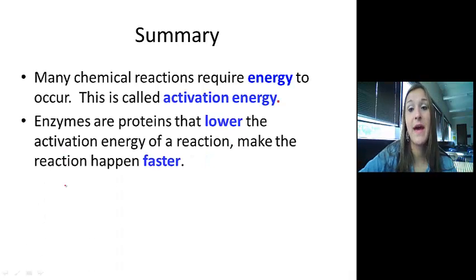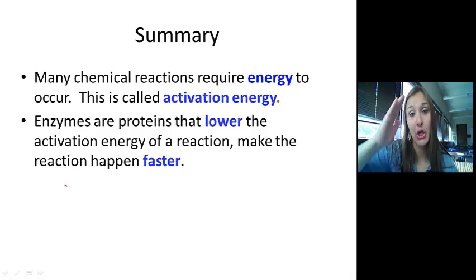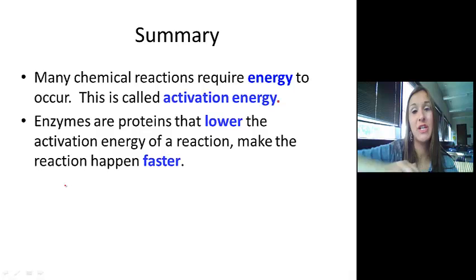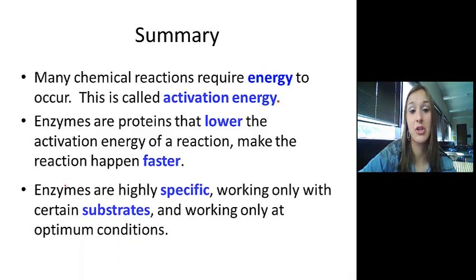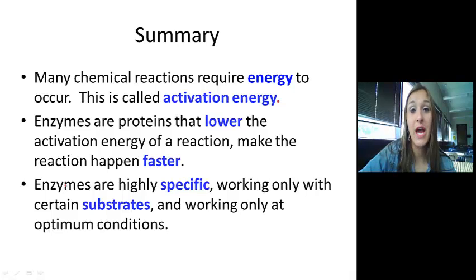So to summarize that portion, chemical reactions need energy in order to happen. That's called the activation energy. And enzymes are a type of protein that lower that activation energy, and that makes the reaction happen faster. It speeds up the reaction. Enzymes are highly specific. They have those certain grooves, that active site that is only going to bond with certain things.